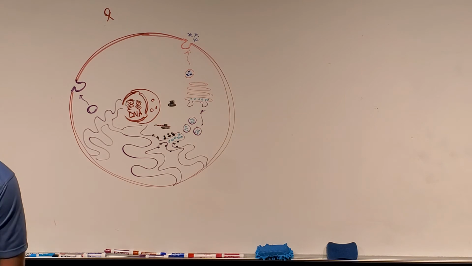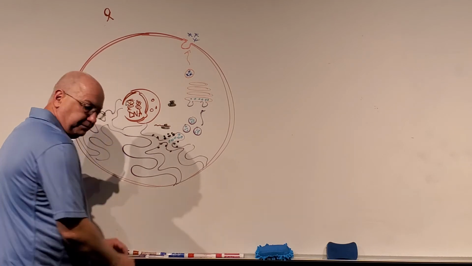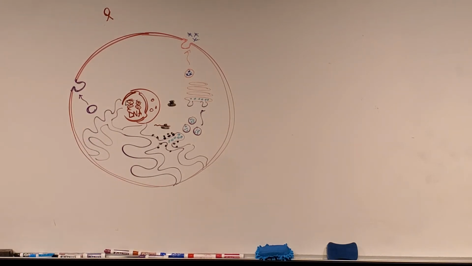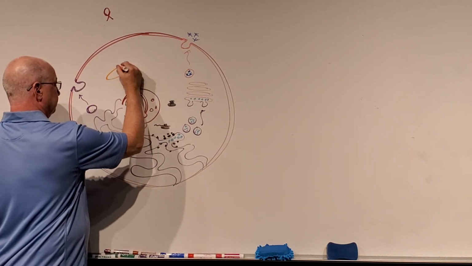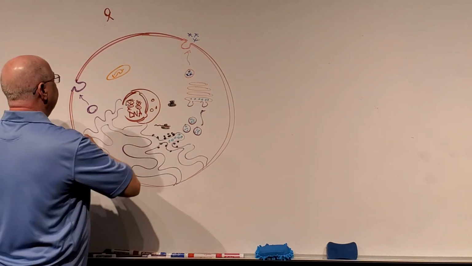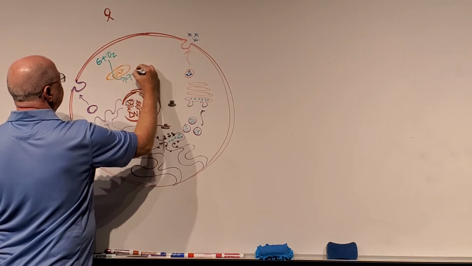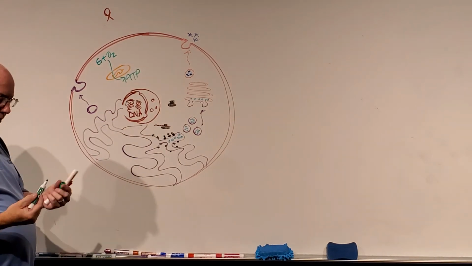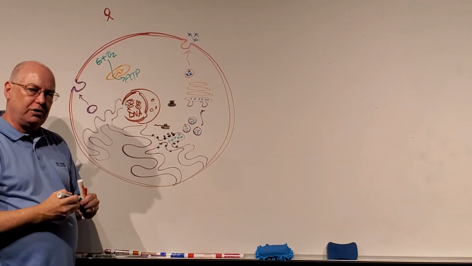Let me fix this. Now, along the way, there are these little organelles, and our books always use an orange color for them for some reason. Let me see if this orange marker shows up. There are little organelles called mitochondria that are going to convert glucose plus oxygen into ATP. They're making energy. So the mitochondria are producing the energy that allows all these processes to occur.